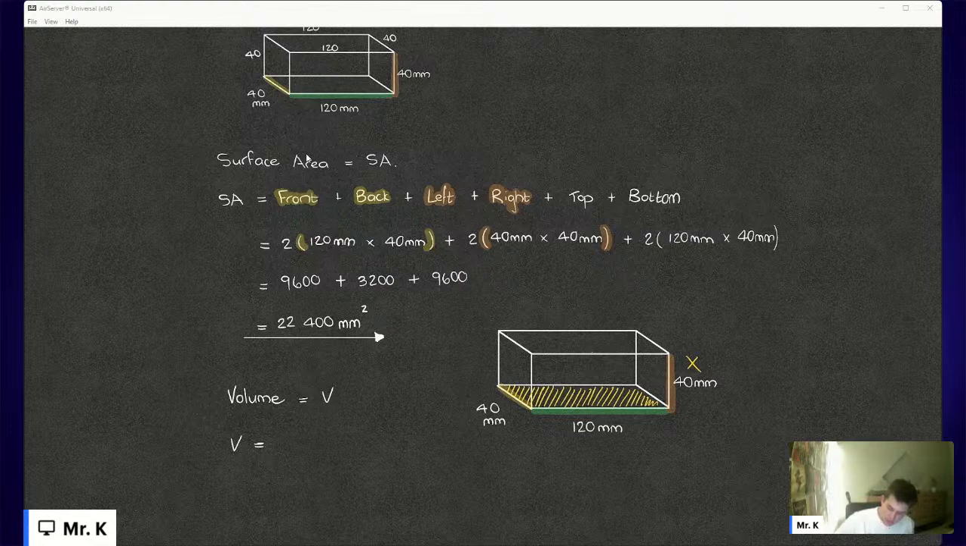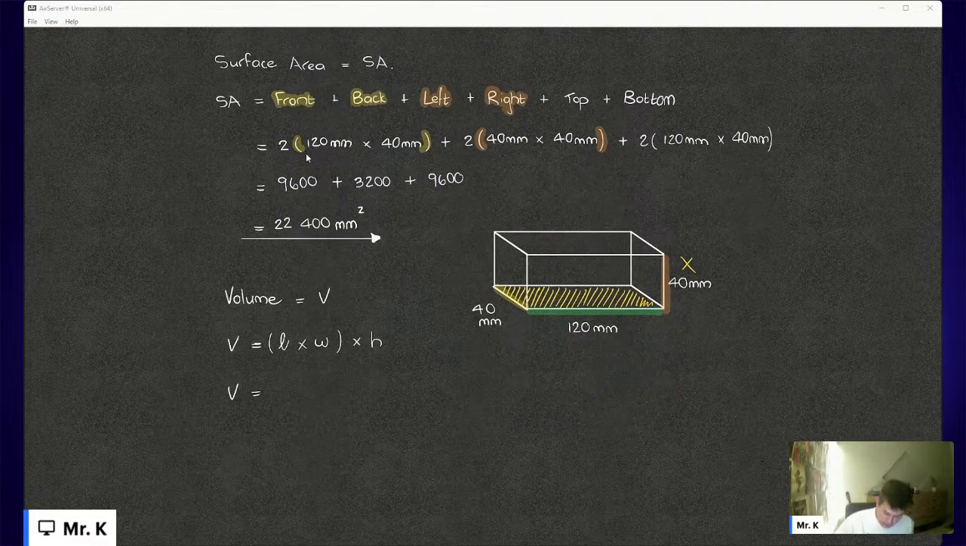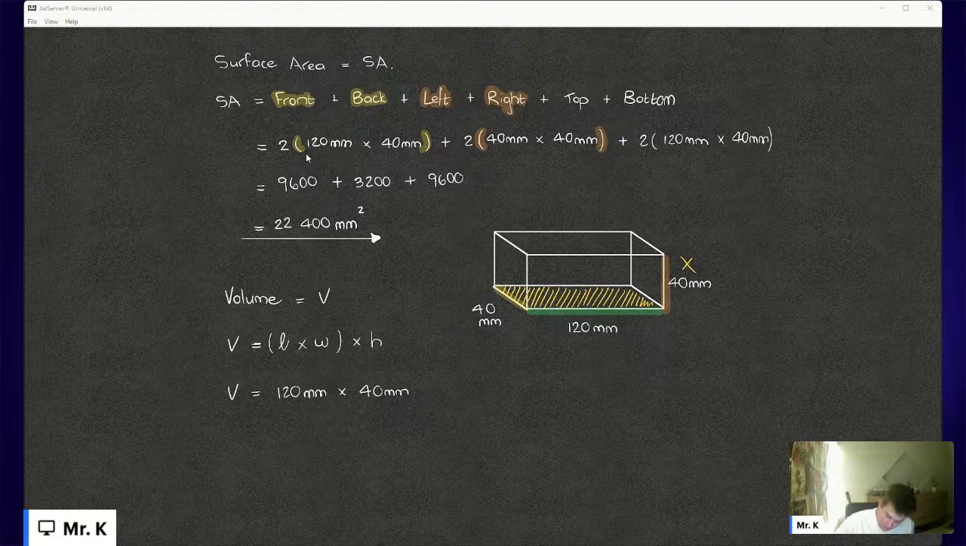So in this case, when we're looking for the volume of a rectangular prism, we need the length times the width, right? Because that's going to give us the area of this base plate. And once we've got that, we can multiply by the height of the shape, right? So the length of my shape is 120 millimeters and the width is 40 millimeters. So I know that the base of my shape here is going to give me 4,800 millimeters squared.